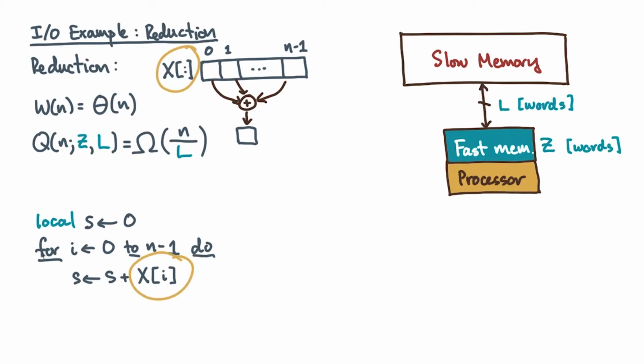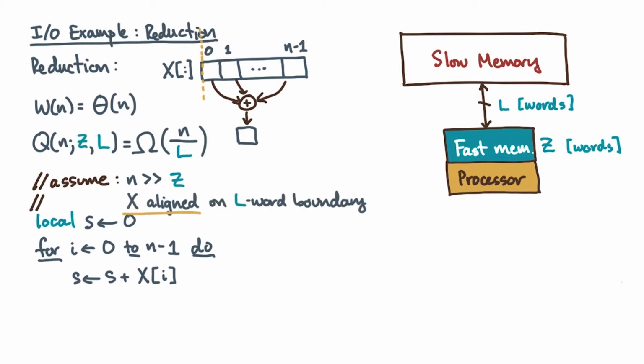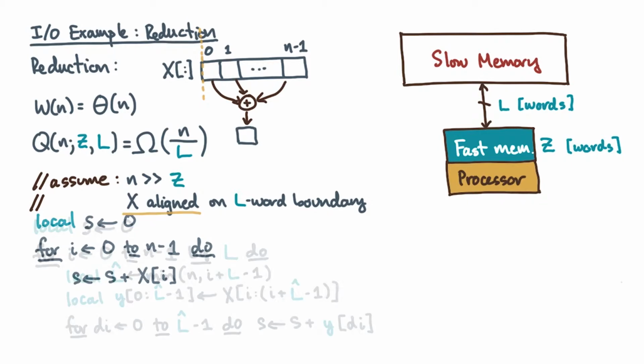Now what about the array X? For simplicity, let's assume that little n is much bigger than the size of fast memory. Let's further assume that X is aligned on an L-word boundary. With these assumptions, let's transform the program to make slow and fast memory transfers explicit.